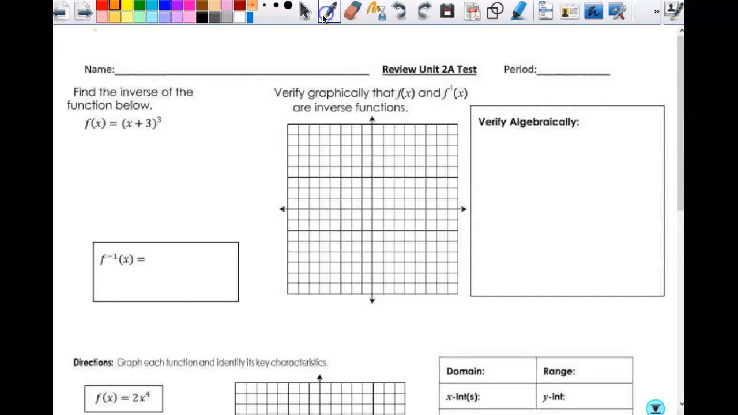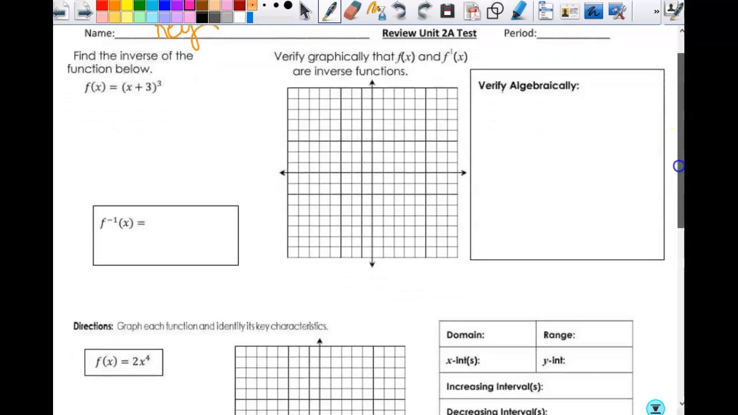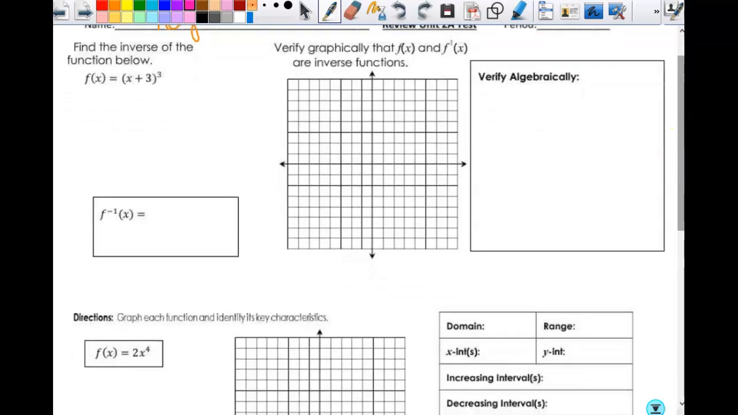Alrighty, here is the key to your review. We start with inverses, which we actually did at the end of last 6 weeks, but it wasn't on that last test. So remember, for inverses, what we are doing is we are exchanging x and y.